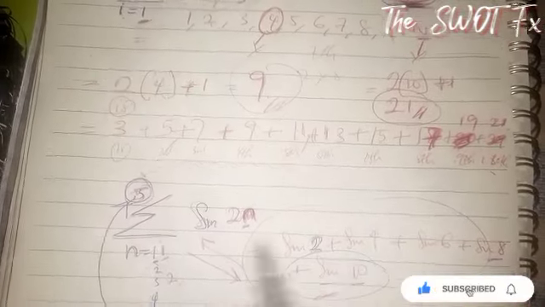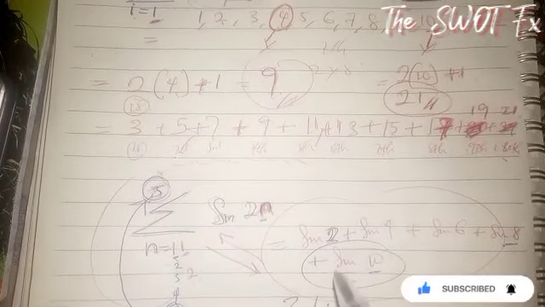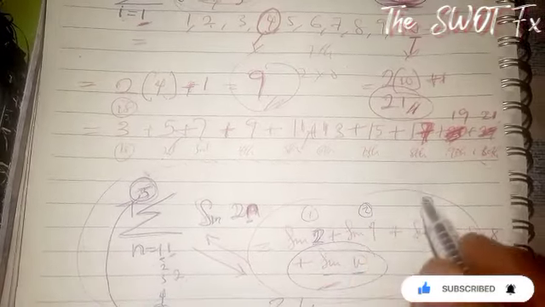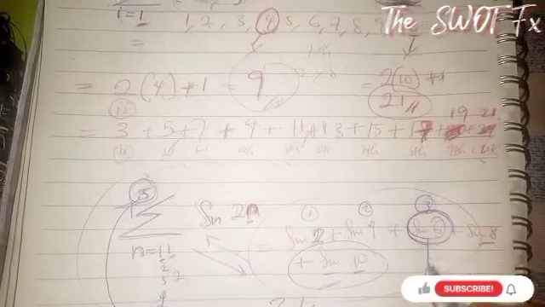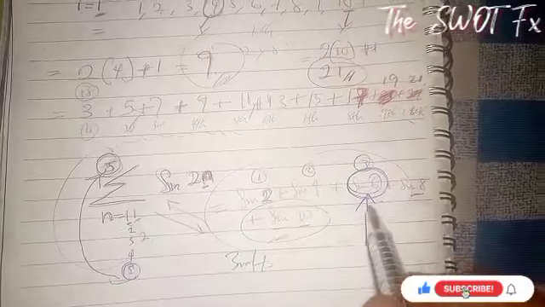So that's just it. In case in this one you're asked to find the third term. The third term is 1, 2, 3. This is the third term. So that's just what you know. So this is just the third term.